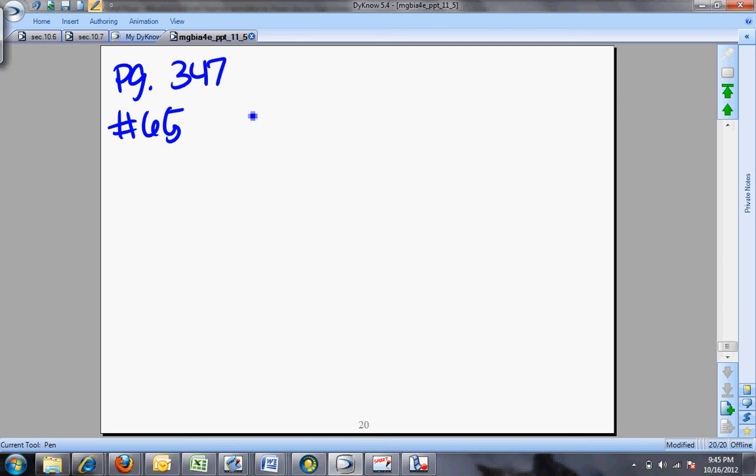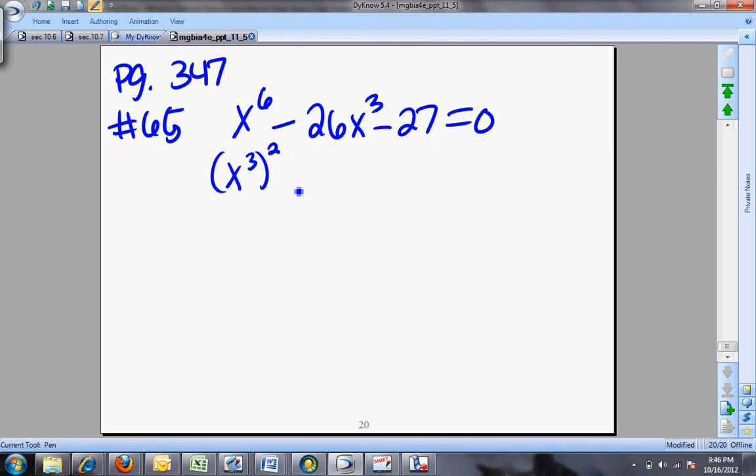We didn't really do many of these, turning them into squares, but the equation was x to the 6 minus 26x cubed minus 27 is equal to 0, and it says solve. I remember Reggie asked about one of these in class about turning this into a square. We want to turn this into a quadratic so we can use our quadratic methods to solve it. So x to the 6th is really the same as x cubed squared, minus 26 times x cubed, minus 27 is equal to 0.